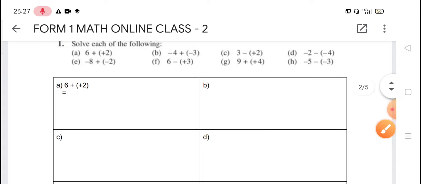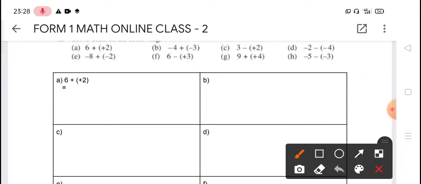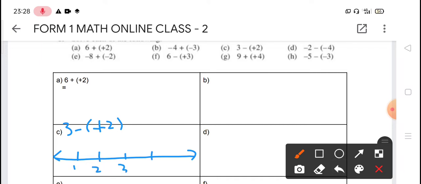Next, question C, we have 3 minus positive 2. We start from 3. But this one is minus. Minus means the opposite direction from what we did for addition just now. So minus positive, we move to the left 2 steps, 1, 2. What do we get? We get 1. So the answer is 1.